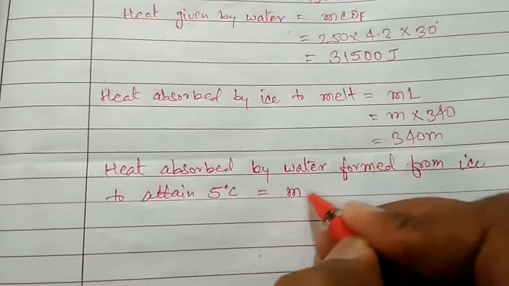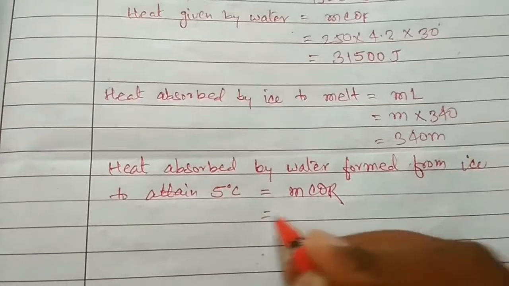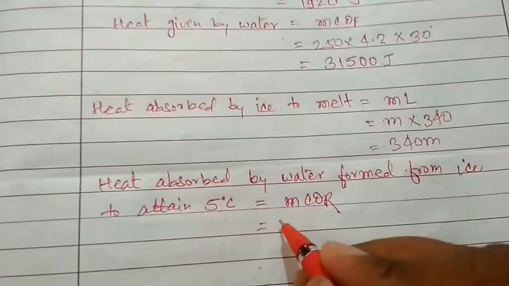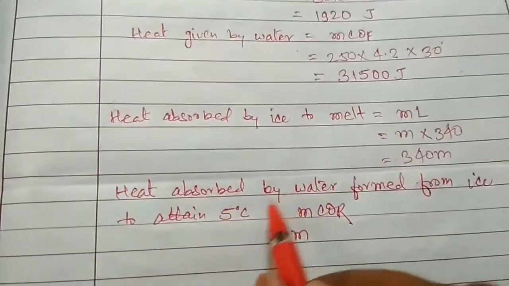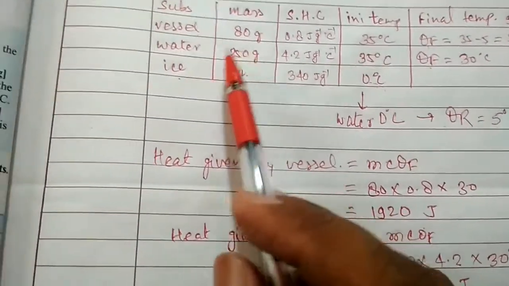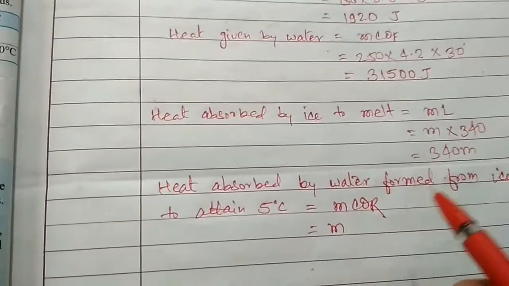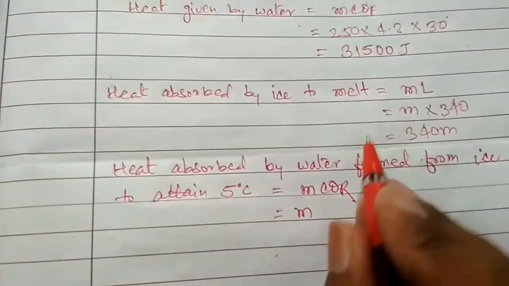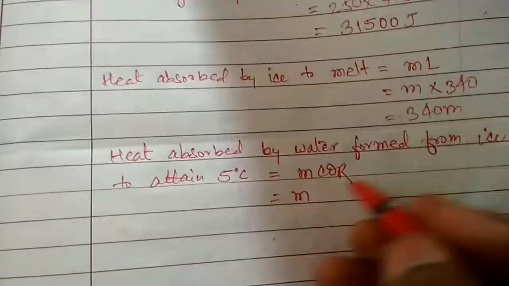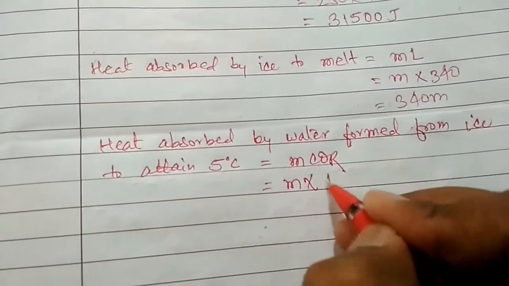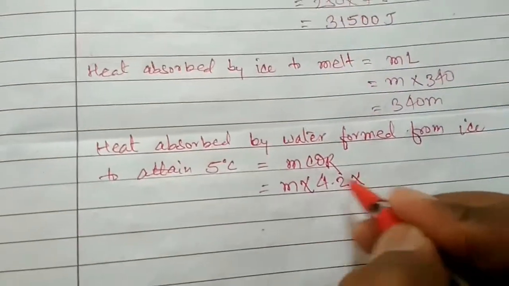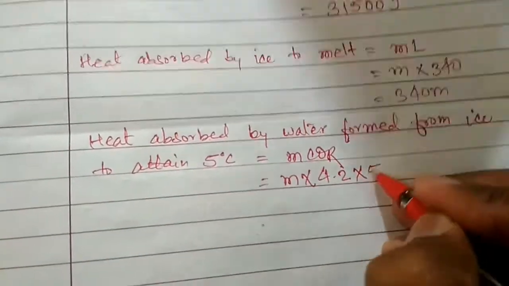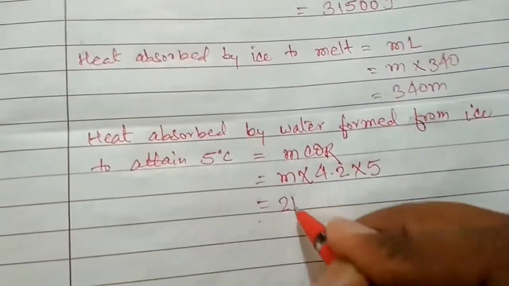Simply the temperature is rising, so mc theta rise. The mass of water we don't know. Which water? The water formed from ice. We know the amount of water contained in the vessel, that is 250 gram, but we don't know the amount of ice which is melting. So we don't know the mass of this water formed from ice, but its specific heat capacity will be the same as simple water, and the theta rise is from 0 to 5 degrees Celsius. So this comes to 21 m.